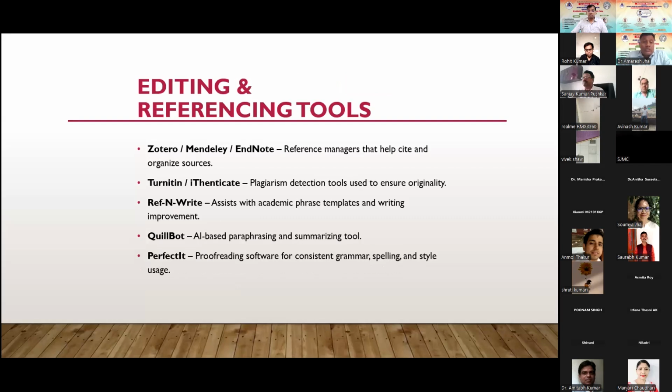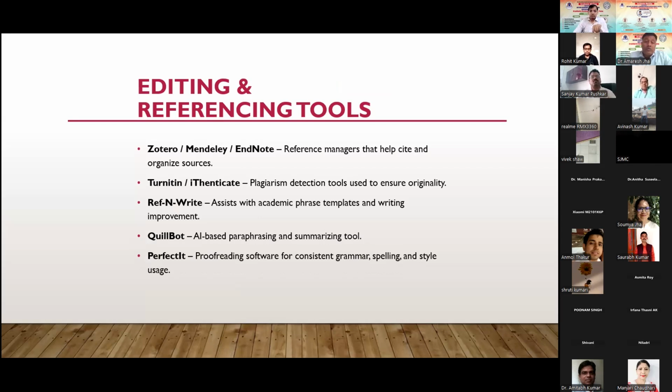So what are the editing and referencing tools available? Zotero, Mendeley, and EndNote. These are reference managers that help cite and organize sources. Turnitin and iThenticate are used for checking plagiarism and to ensure originality.